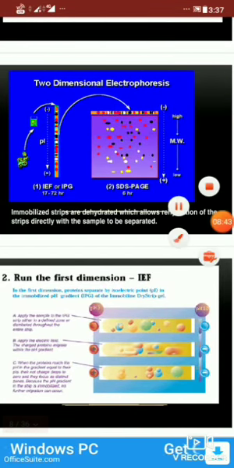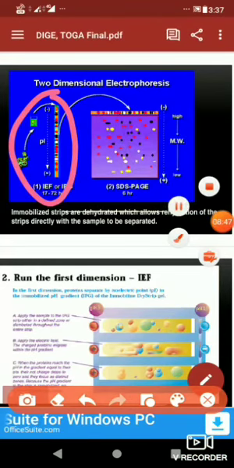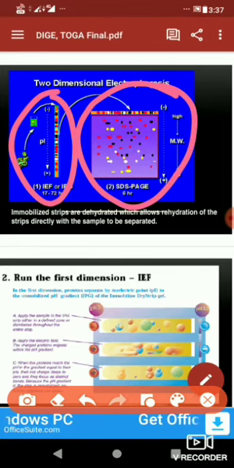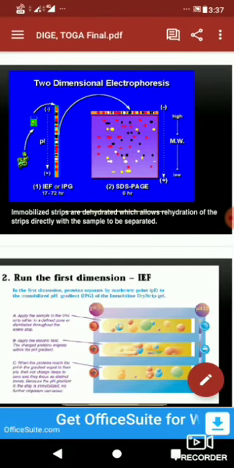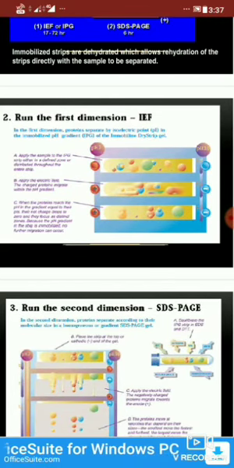What you are seeing here, this is the IEF gel, and this one is the second SDS PAGE gel. Let us see how each one is done. This is the IEF gel. So you can see here this blue color, the bottom shield that you are seeing, we have it in our lab. Next time when we meet, I'll show you how it is done.